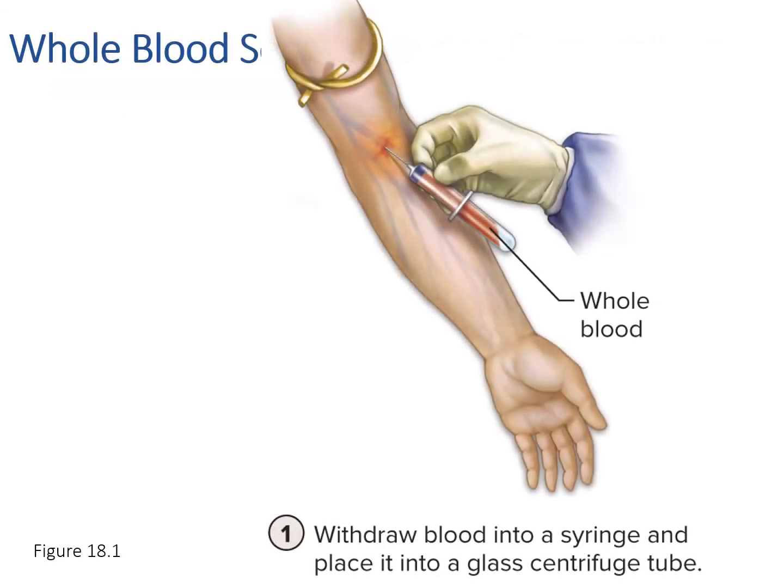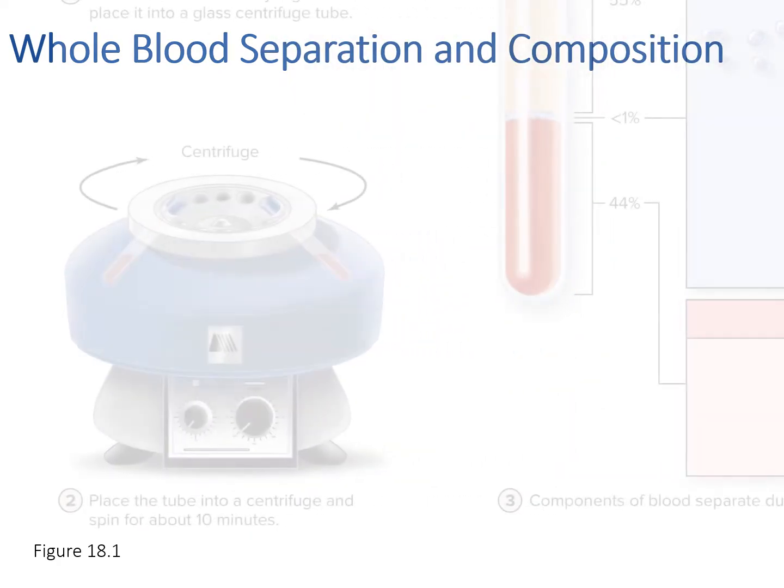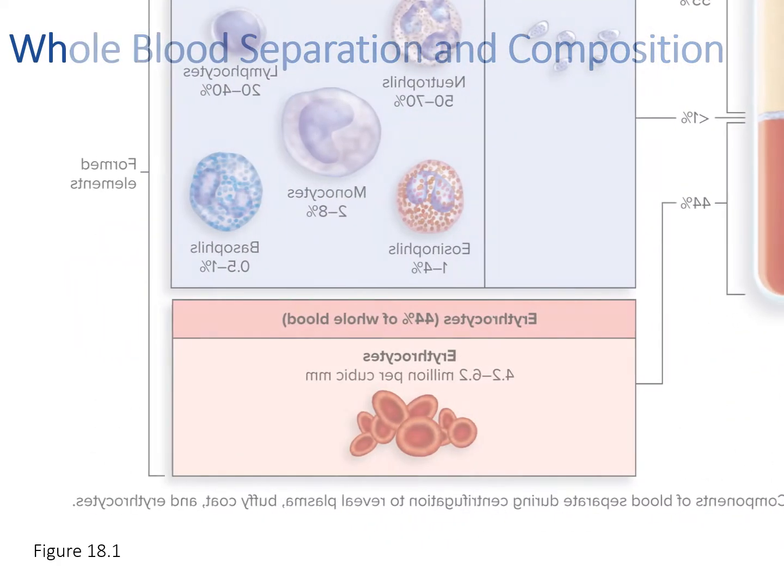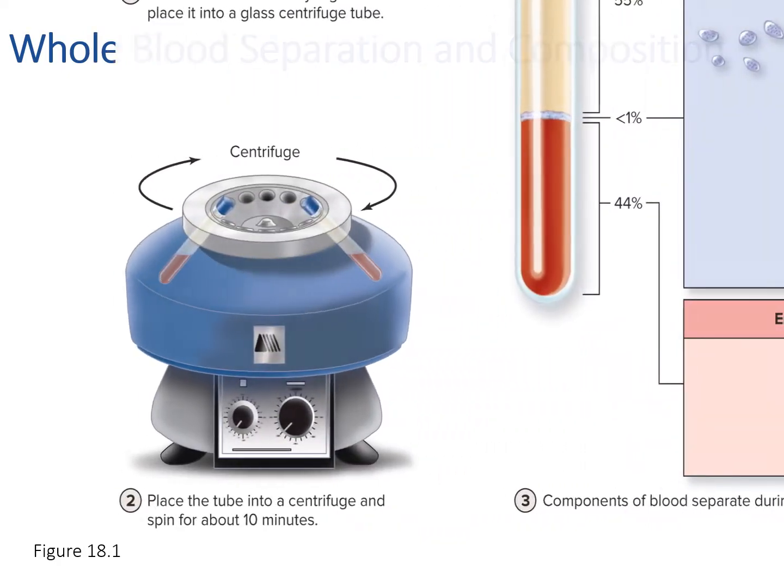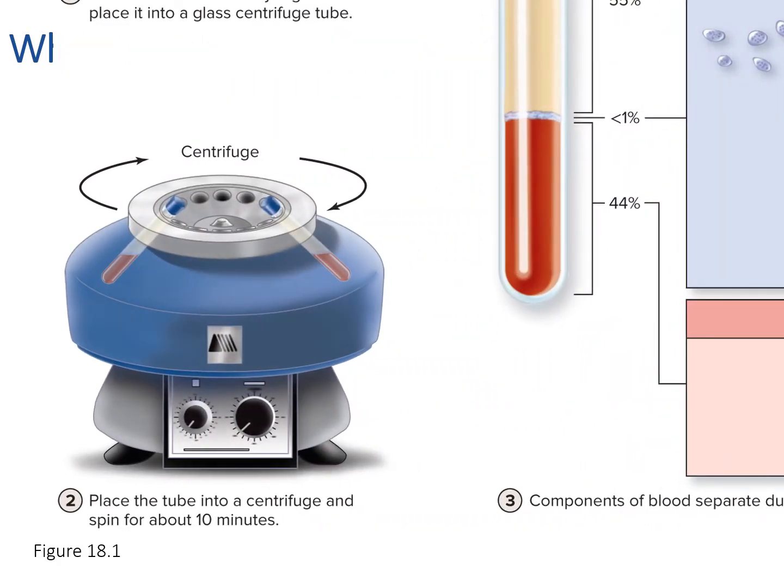Withdraw blood into a syringe, a treated syringe, a special syringe available at the hospital or the healthcare center. Place it into a glass centrifuge tube. The centrifuge spins round and round. Gravity normally would take too long. The centrifuge spins for 10 minutes and all the red blood cells fall to the bottom.